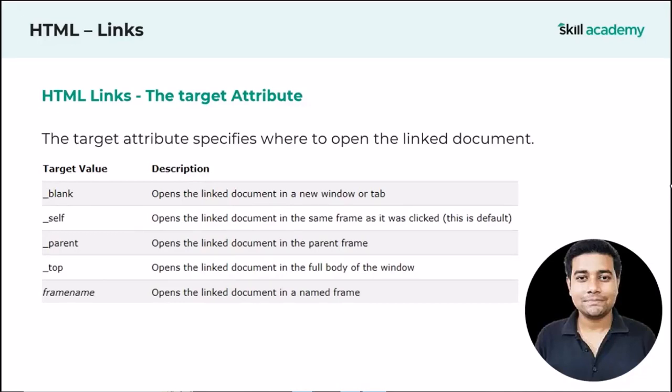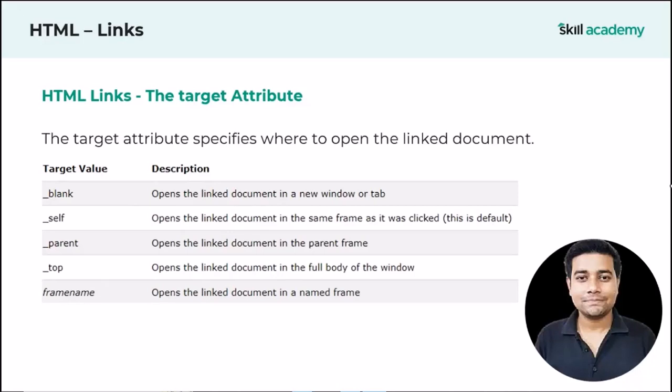And if you use underscore top, it will open the linked document in the full body of the window. And not only this, we can use a frame name as well. So if you are using target equal to frame name, it will open the linked document in a named frame. And one by one, I will be showing you all the attributes practically.